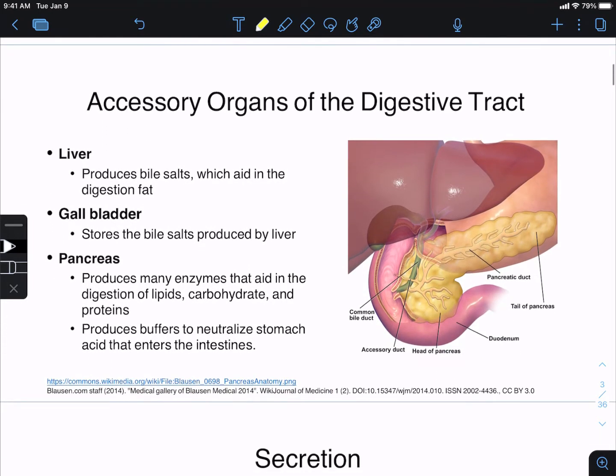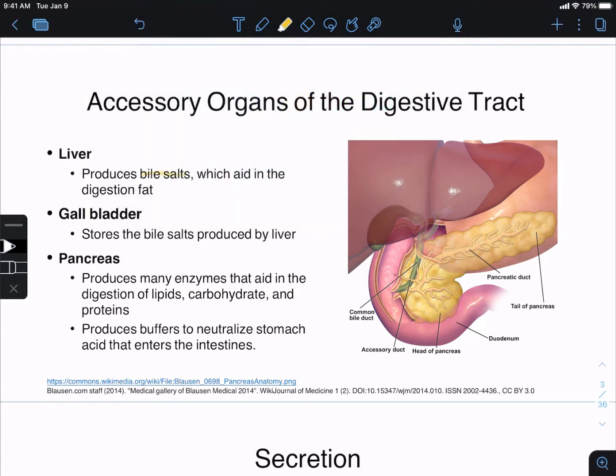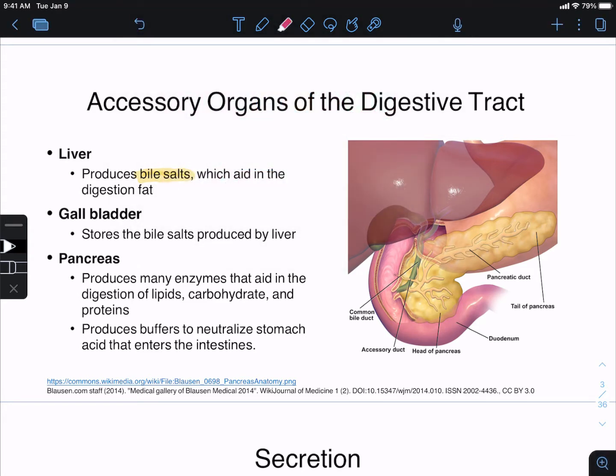Here's a closer look at those accessory structures that I mentioned. This includes the liver and the gallbladder and the pancreas. The liver produces something called bile salts. Bile salts are important for the digestion of fat. They are not enzymes. We will look at those in more detail in a few slides, and we'll also discuss them again later in the semester. Bile salts are synthesized by the liver. They are stored in the gallbladder, this little structure that you can see right here.